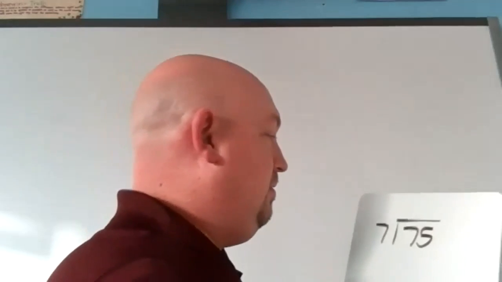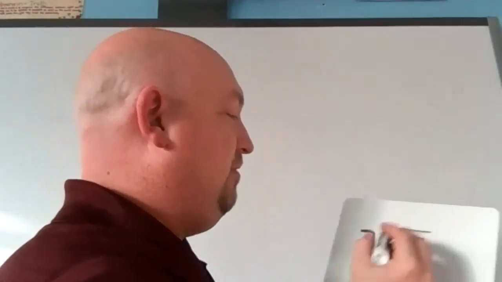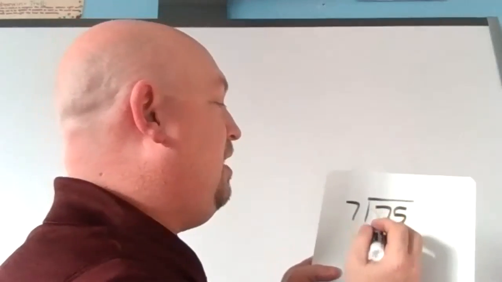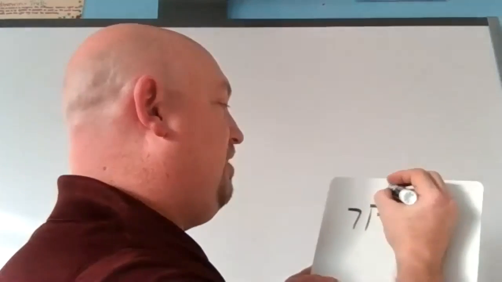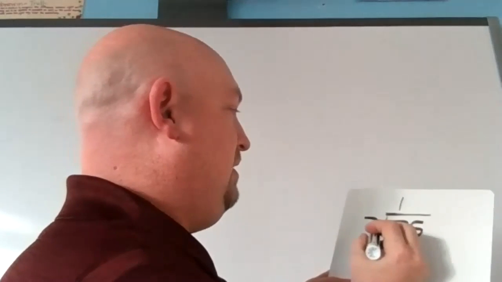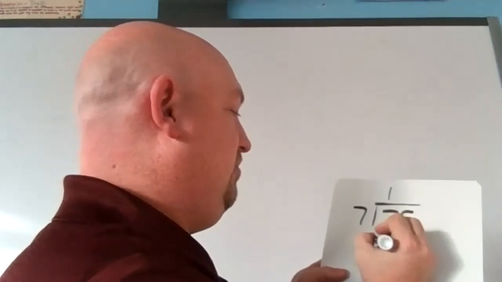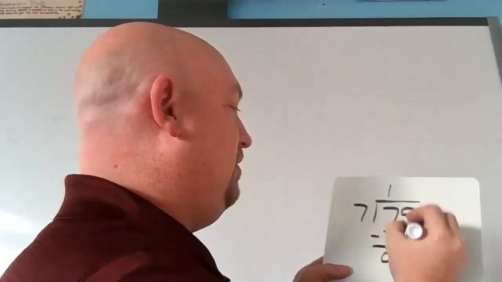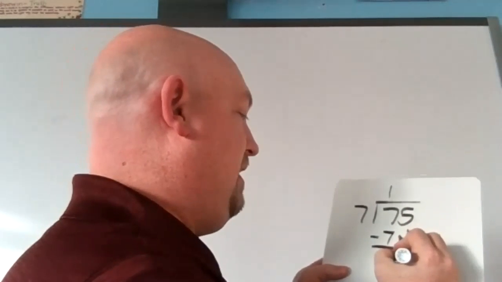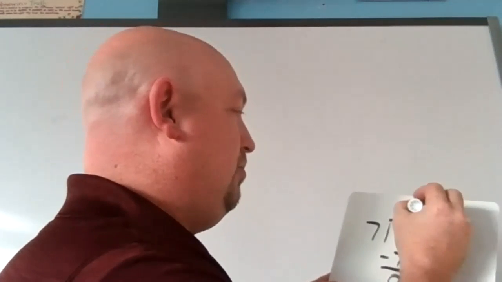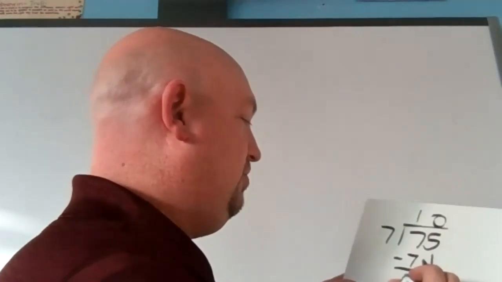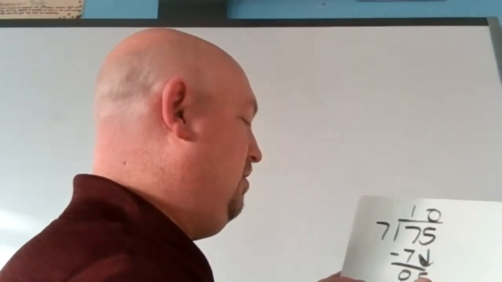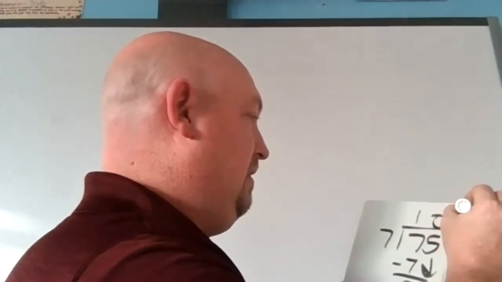I have 75 as my dividend. My divisor is 7. We start in here in the tens place. 7 will go into 7 once. Identity property, 7 times 1 is 7. I subtract, I get a 0. 0 is less than 7. I bring down, I get a 5. 7 will not go into 5, so I put a 0. 0 times 7 is 0. I'll subtract. And now I have a remainder of 5.